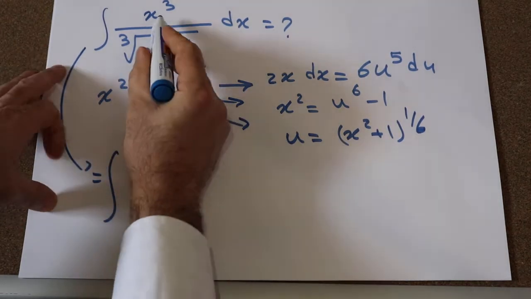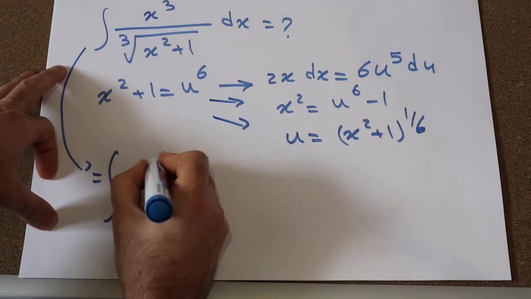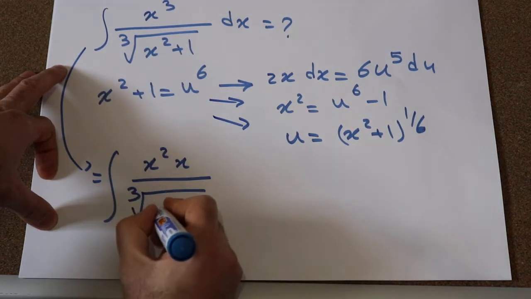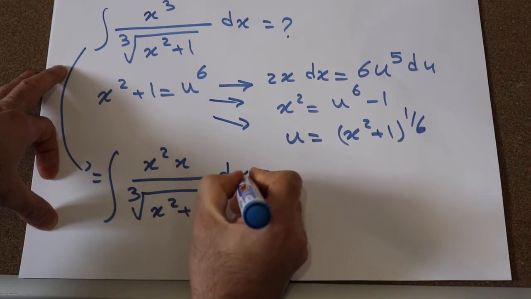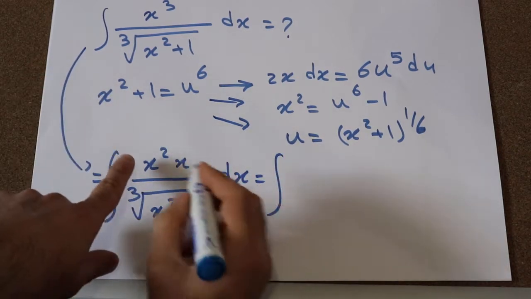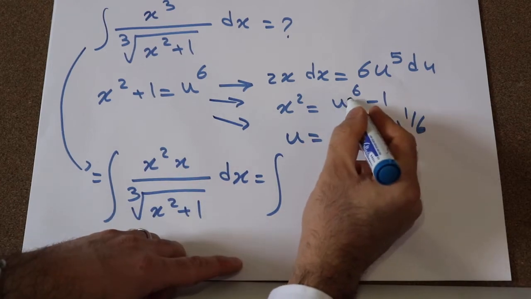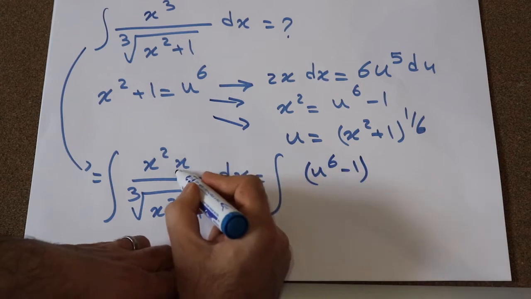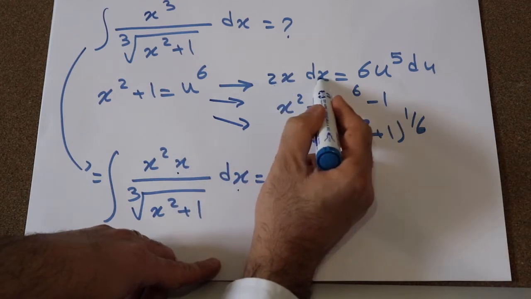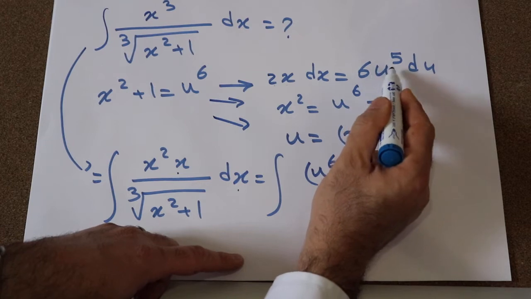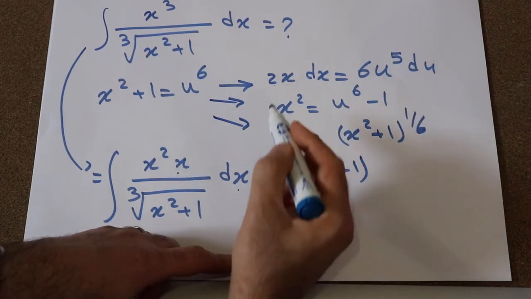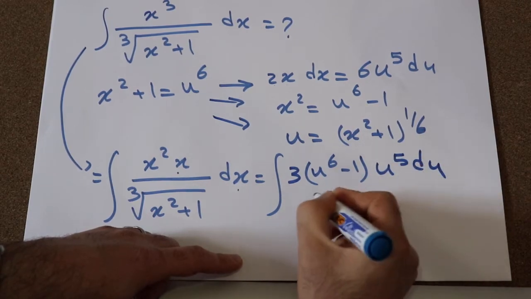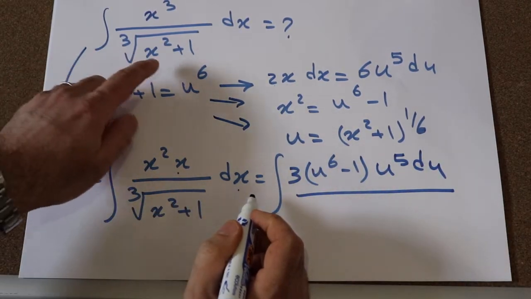You can rewrite it as: instead of x^3 I write x^2 times x, divided by the third root of x^2 + 1 dx. So this integral will be equal to, instead of x^2 I write u^6 - 1, and instead of x dx here I have 2x dx. So 2x dx is equal to 6u^5 du. Therefore x dx will be equal to 3u^5 du, divided by the third root of x^2 + 1.